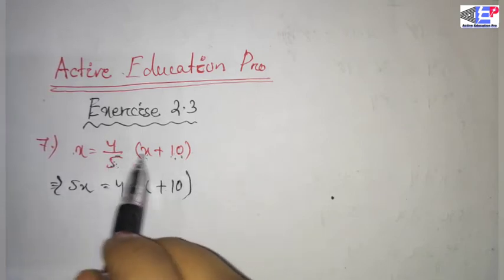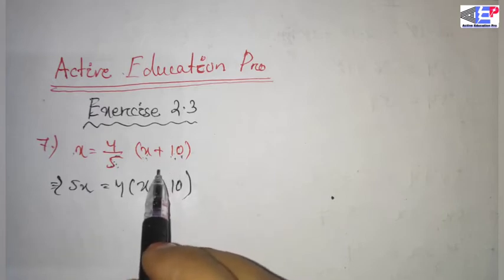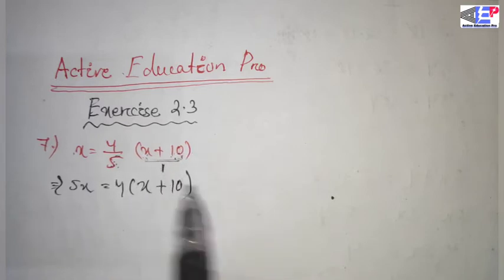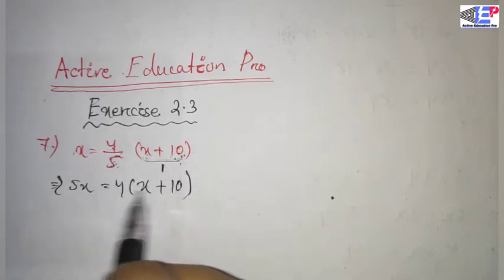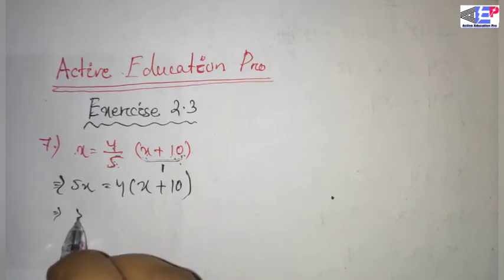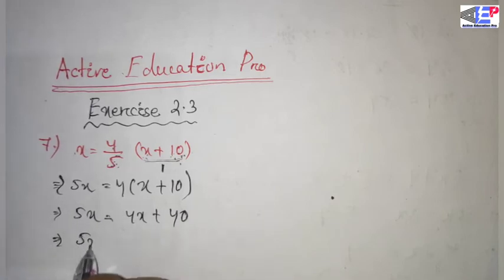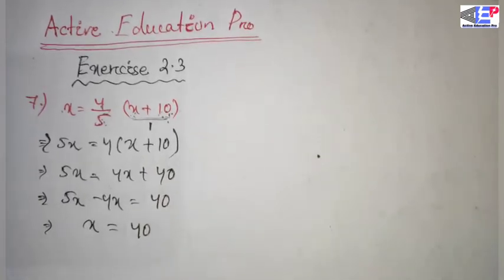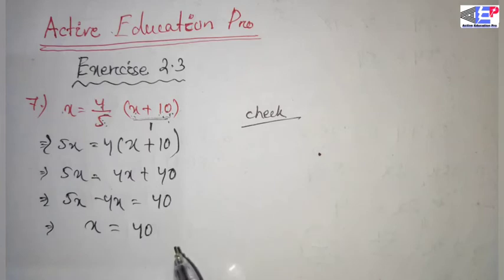Multiply 4 with x + 10, because here x + 10 is a numerator; there are no constants present below it. It means there is a 1 as the denominator. Here x + 10 is the numerator and 4 is the numerator. Then multiply both, numerator with numerator, and 5x = 4x + 40. Then 5x - 4x = 40, and here x = 40. Then check its value in this equation, whether it is true or not.